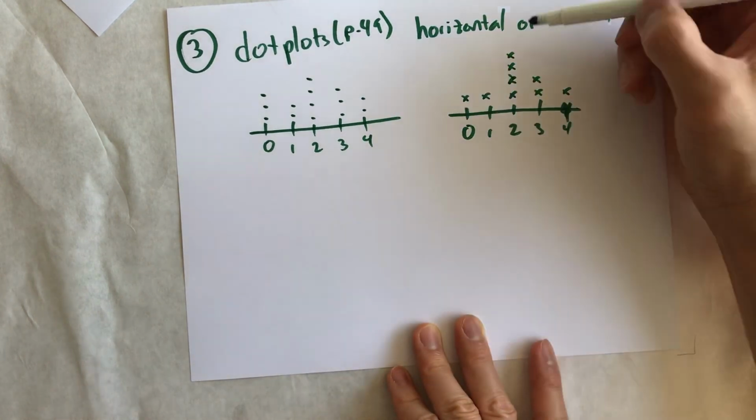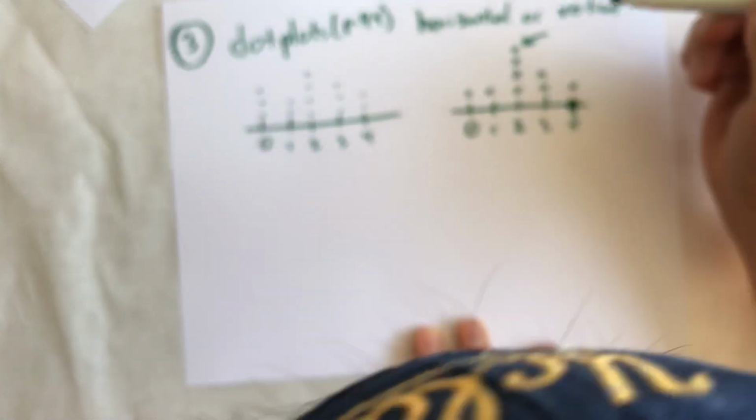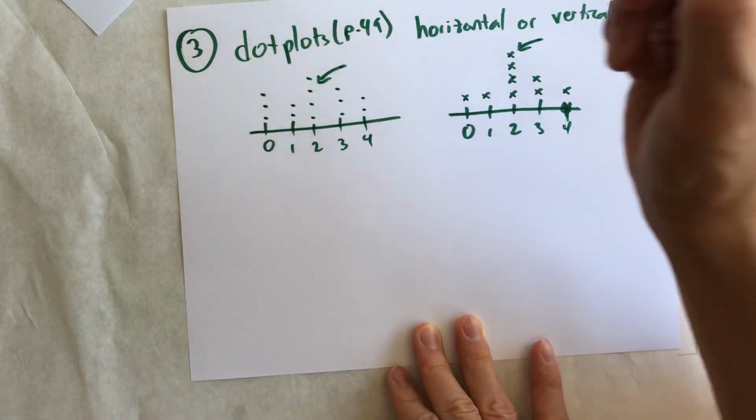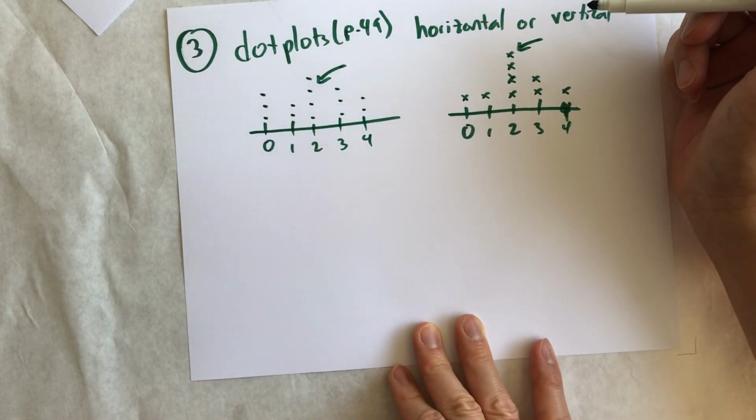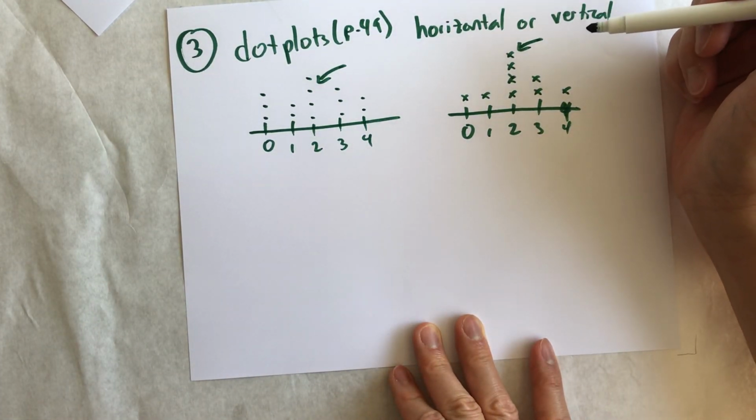Just a quick review. What is this called again right here? The value that appears the most. I'll give you a hint. It starts with an M. Mean, median, or mode. That's right, you guessed correctly. This is what you call your mode. Okay?